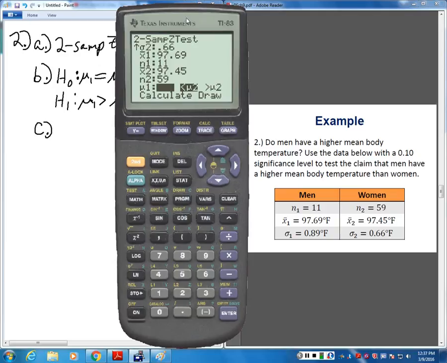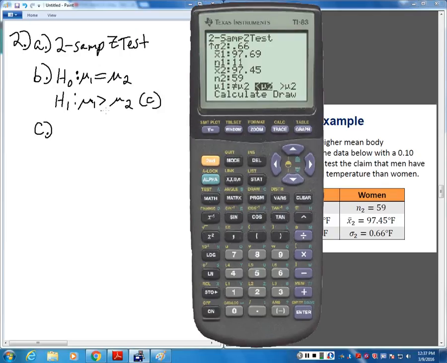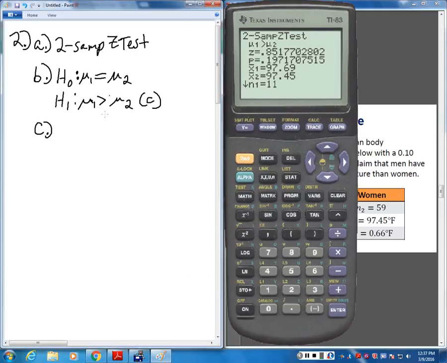On the next to last line, just as before, I'll match up the symbol, the inequality in H sub 1, the alternative hypothesis, with what's in the calculator. Highlight it and press Enter to select it. Now the calculator knows that I'm testing to see if mu sub 1 is greater than mu sub 2. When I calculate, the z-score, which is the test statistic, is given. The p-value is underneath. We'll round that to 4 places. So the p-value is approximately 0.1972.